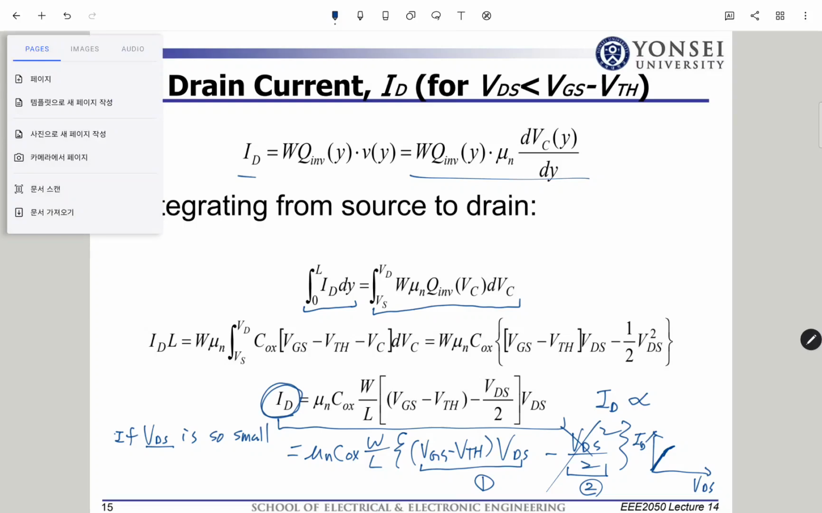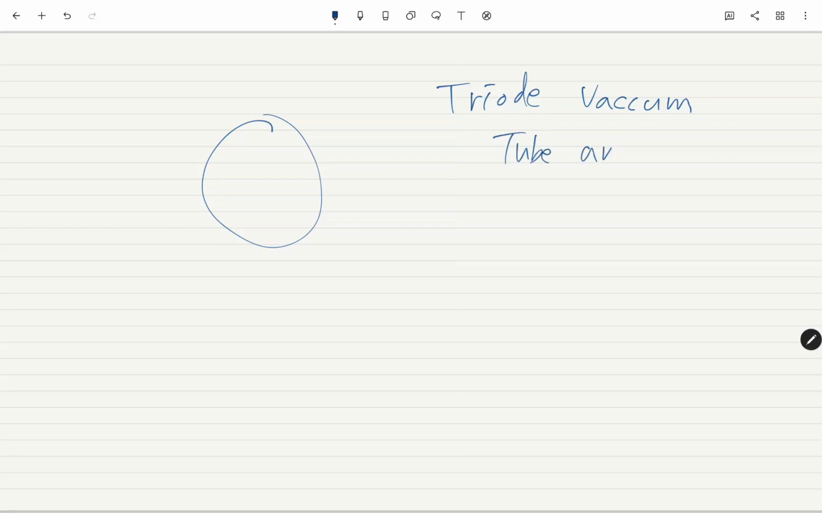Vacuum tube amplifier. So when you learn about kindergarten physics, you learn about the triode vacuum tube amplifier, right? So it looks like this. So this is a triode vacuum tube amplifier.